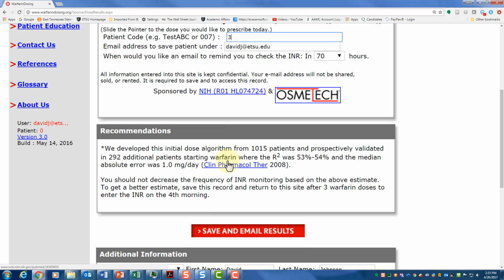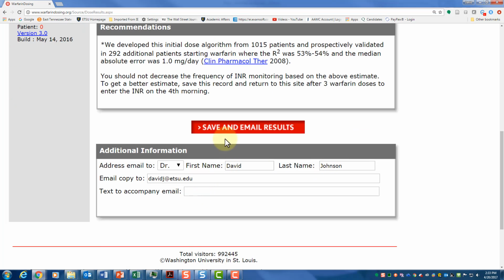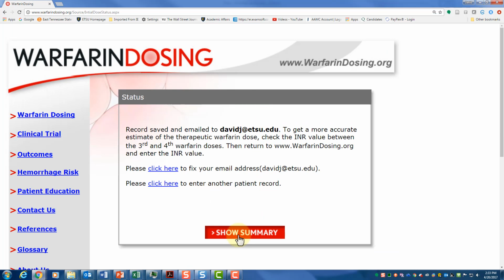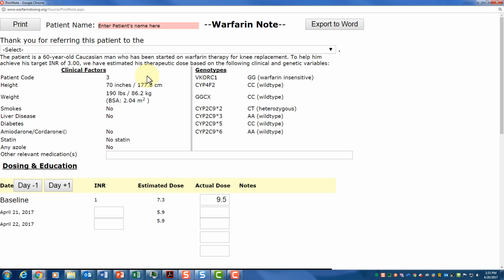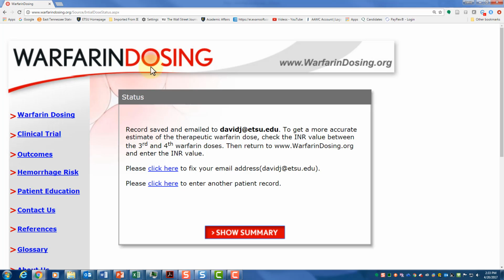I've got my email address in there, and I've got my name and email down here. And it will send me this information, or send the doctor this information, and give you what you need to know about how you're going to treat this individual. So here's all the information about him, his height and everything, and you could have put his name in here, and you can actually export this to Word if you'd like, and it gives you actual dose, etc. information. So there you are, WarfarinDosing.org. Hopefully this helps you understand warfarin dosing and how to treat patients.